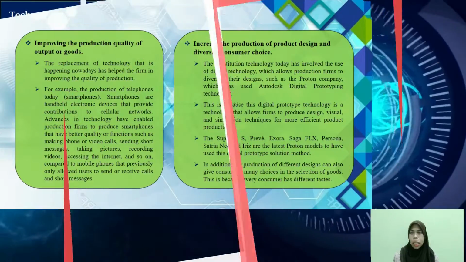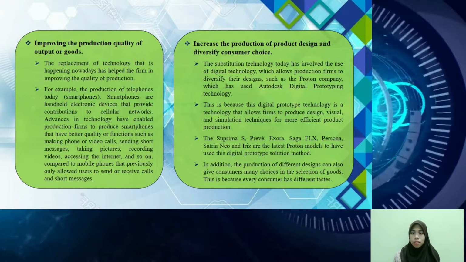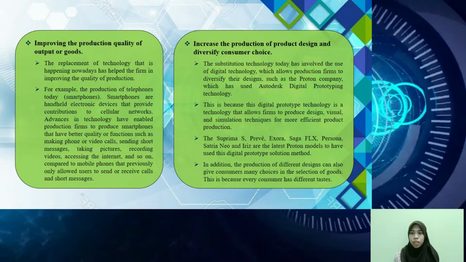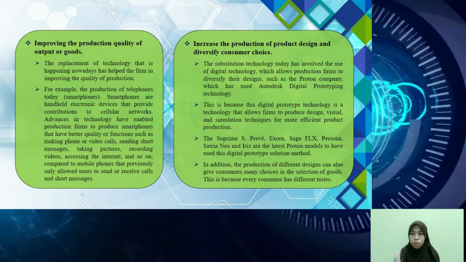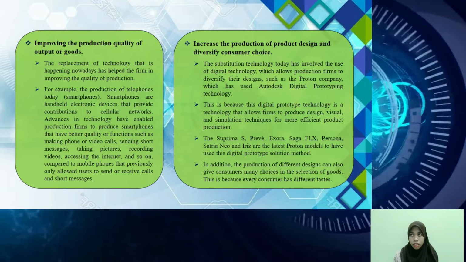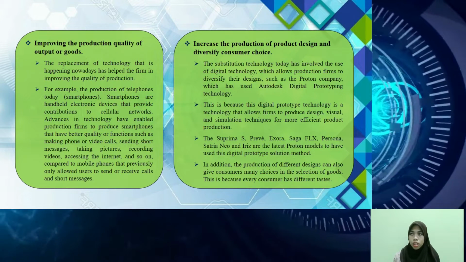Thirdly is improving the production quality of output or goods. The displacement of technology that is happening nowadays has helped firms in improving the quality of production. For example, the production of telephones to smartphones. Smartphones are handheld electronic devices that provide connection to a cellular network.